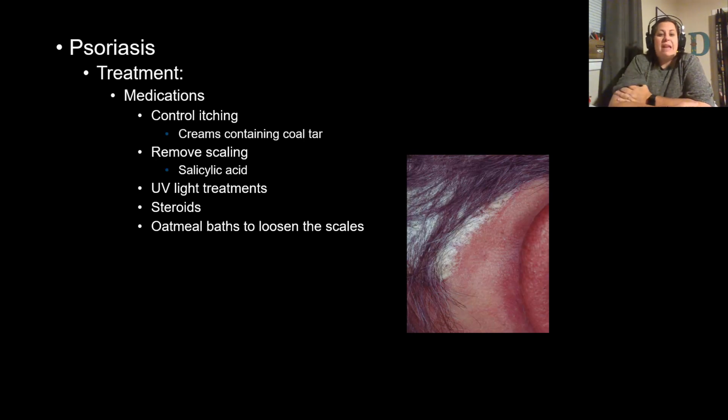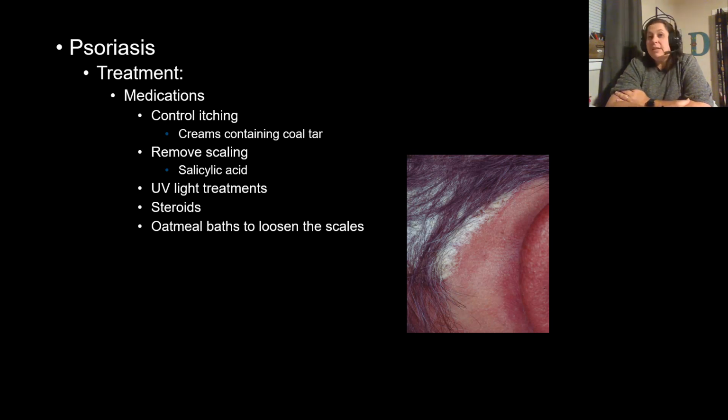So treatment, medications, most of these medications are things to help control the itching, like creams containing coal tar, which there's newer treatments out there as well, but coal tar smells really bad and it's also very thick. We also see removing the scales. We can do this with salicylic acid.